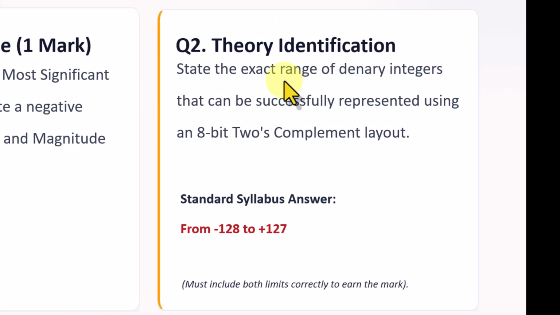Theory identification. State the exact range of denary integers that can be successfully represented using an 8-bit 2's complement layout. So that is negative 128 to positive 127.